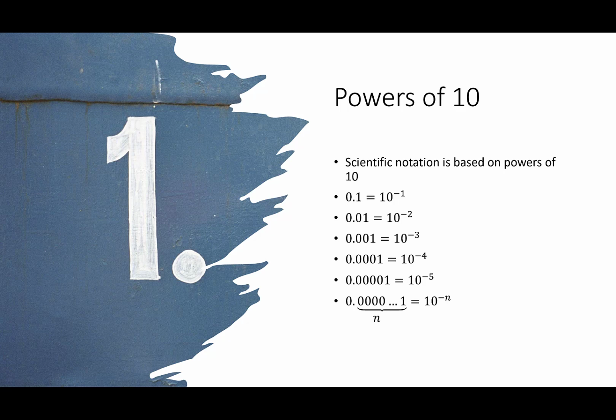If we turn this around to talk about small numbers, then we have negative exponents. So 10 to the negative 1 is 0.1, 10 to the negative 2 is 0.01, 10 to the negative 3 is 0.001, 10 to the negative 4 is 0.0001, 10 to the negative 5 is 0.00001. That negative n corresponds to how many digits away we are from our decimal place.